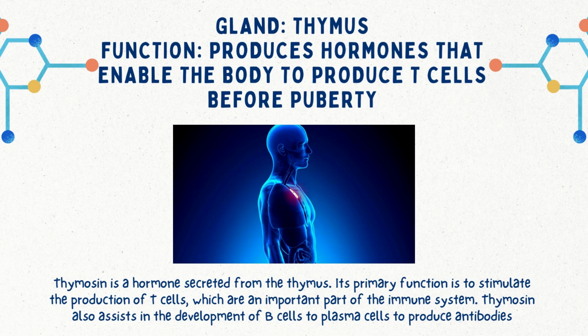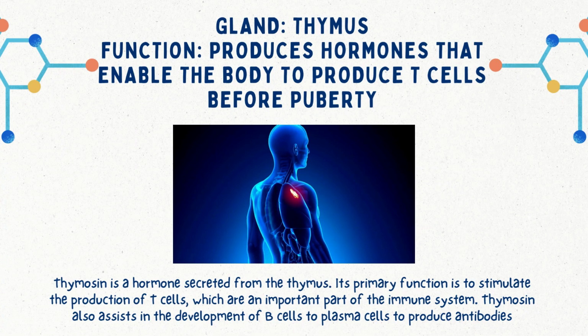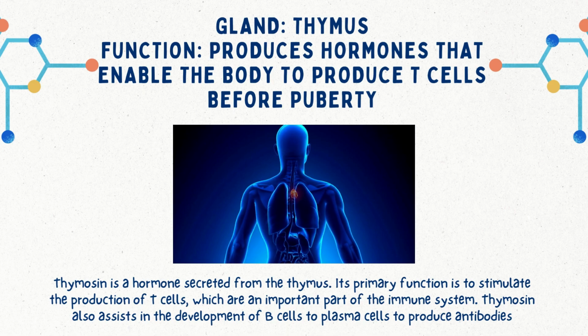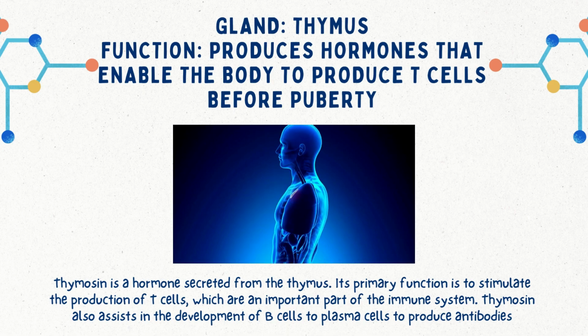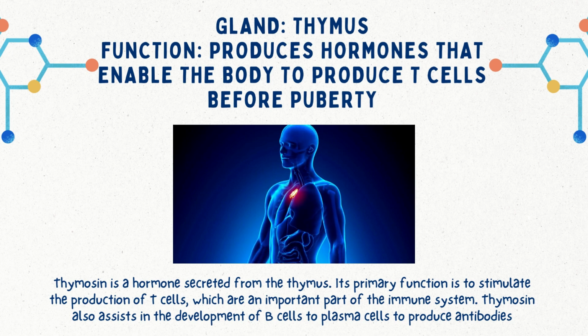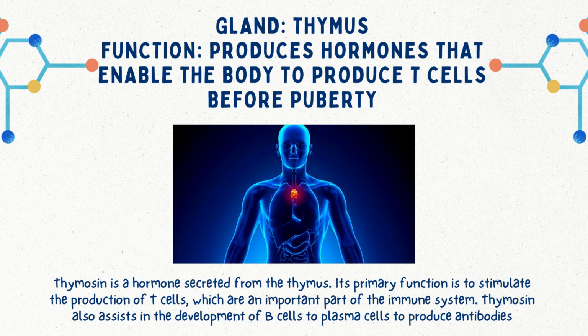Its primary function is to stimulate the production of T cells, which are an important part of the immune system. Thymosin also assists in the development of B cells to plasma cells to produce antibodies.